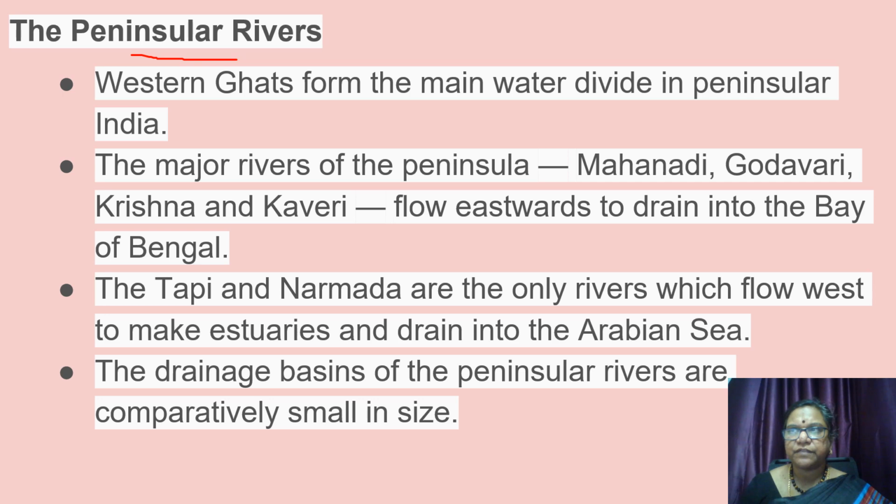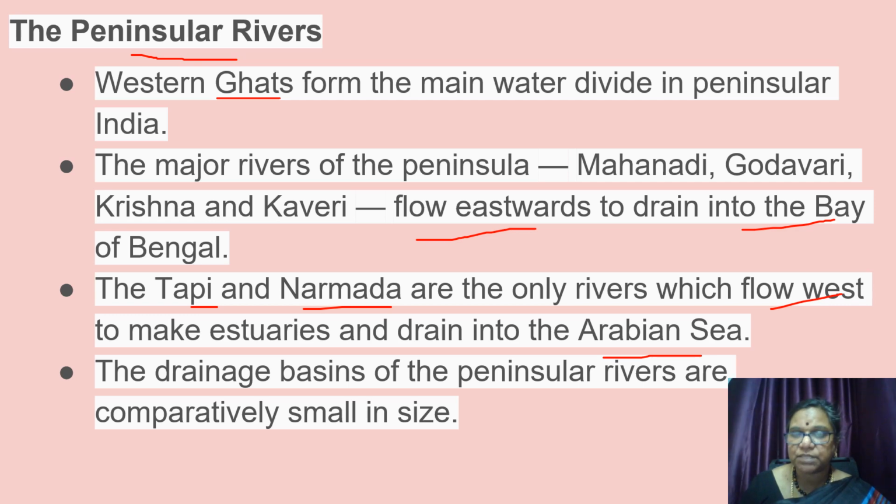As I told in the first slide, I spoke about few terminology. One of it was the water divide. Now the main water divide in peninsular India is formed by the Western Ghats, which runs from north to south to the western coast. Most of the major peninsular rivers, such as the Mahanadi, Krishna and Kaveri, flow eastwards to drain into Bay of Bengal. However, Tapi and Narmada are the rivers which flow westwards and they drain into Arabian Sea to make estuaries.